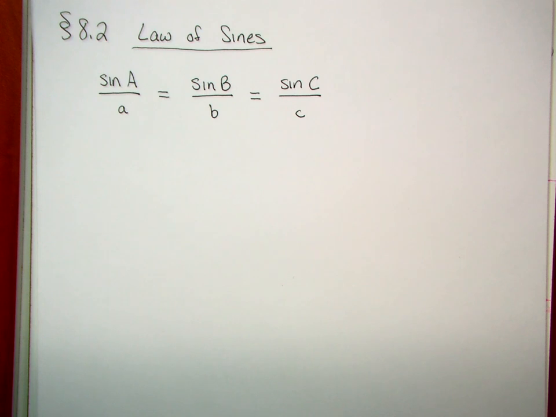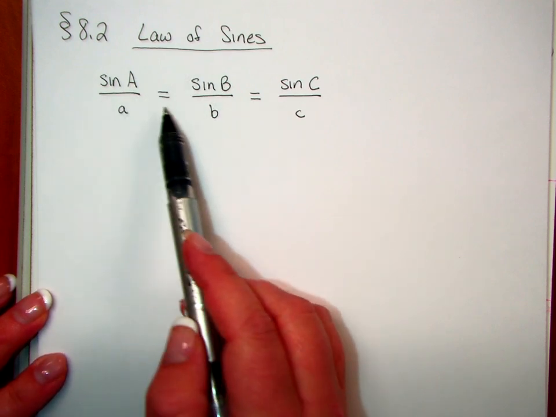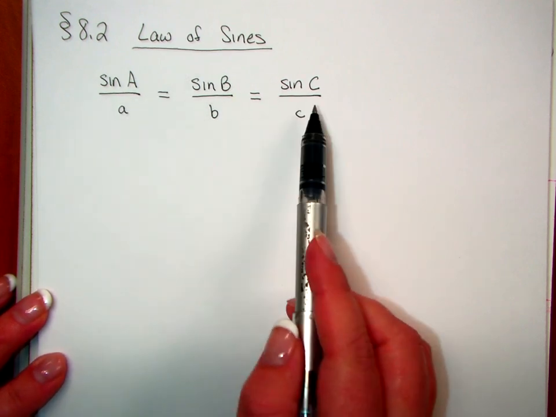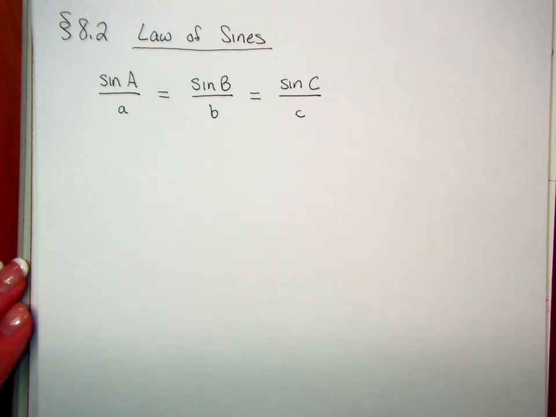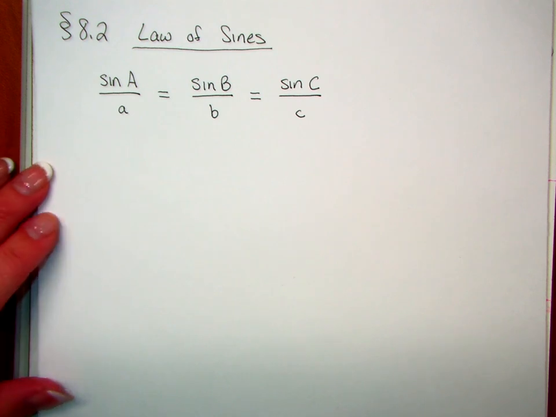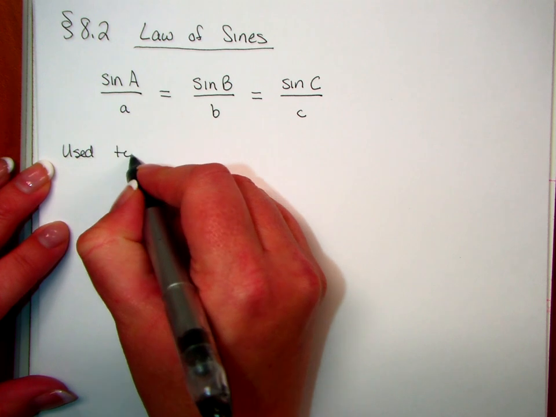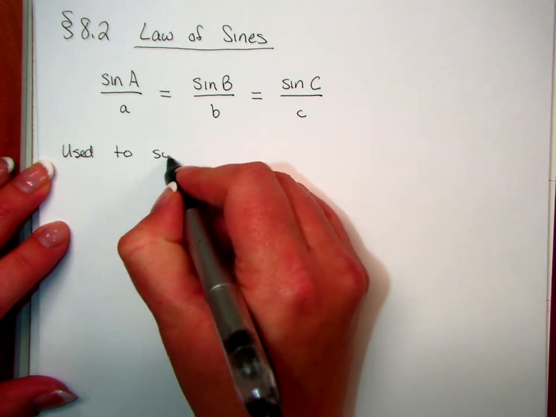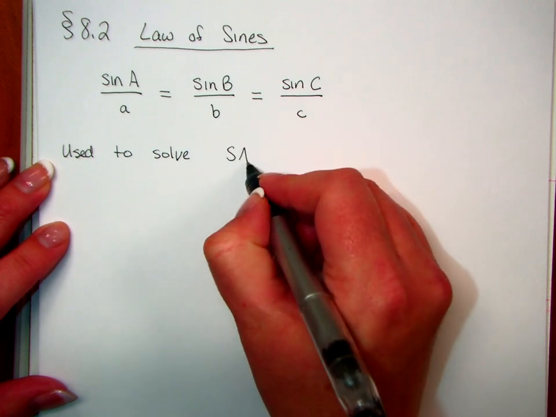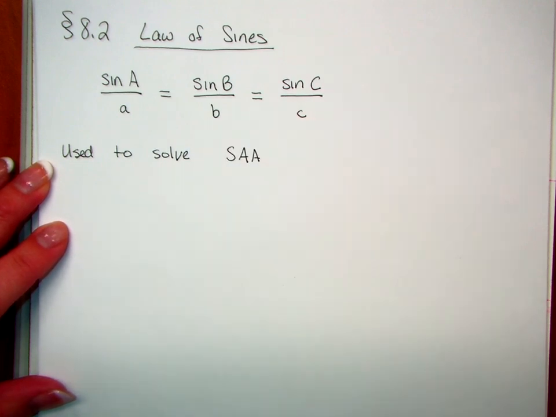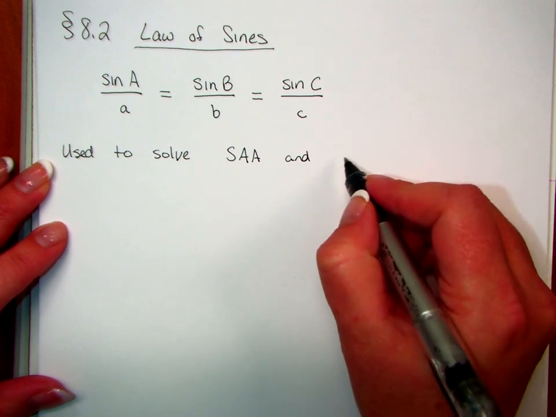And so what we're going to do is take two of these proportions and set them equal to each other. Any two will give us a ratio that we can cross multiply and solve. Like I said, we can solve three different triangles with this. This one is used first to solve angle-side-angle triangles, and also angle-angle-side.